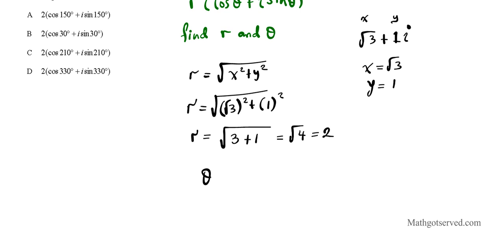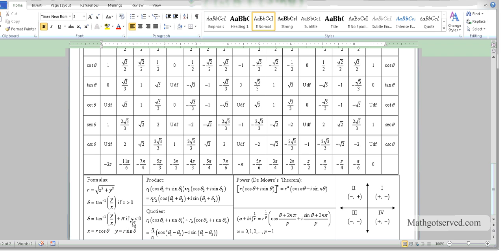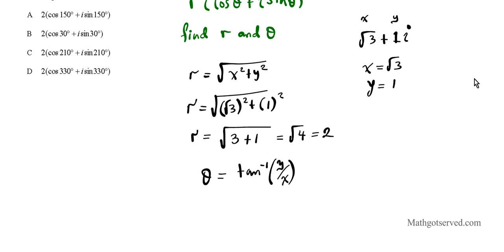Going back to the formula, you find out that theta is equal to the inverse tan of y over x. Let me show you a very quick detail. If x is negative, we have to add pi. If x is positive, we just leave it alone. In this case, we see that x is greater than 0, so we do not have to add anything to this formula. All right, so let's make use of the formula. Theta is going to be the inverse tan of y over x, which is 1 over root 3.